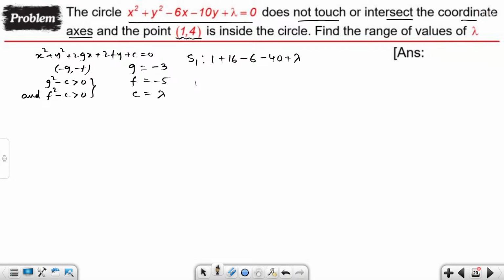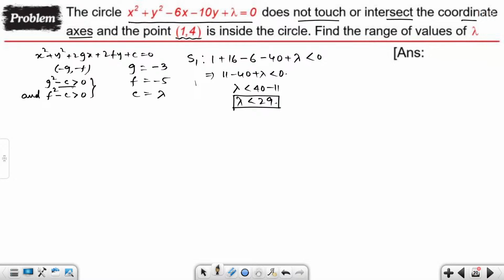So since this point is inside the circle, what will we write? We will write this is less than 0. So what are you getting basically? This is coming like 17 minus 6 is 11, minus 40 plus lambda is less than 0. So your lambda is less than 40 minus 11. That gives us 29, right? So lambda is less than 29. This is the first case we got.